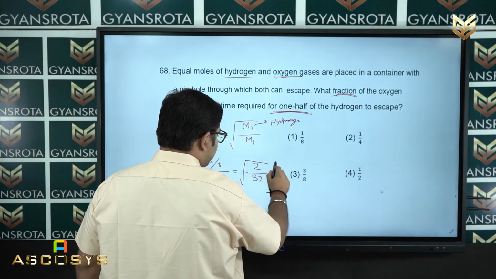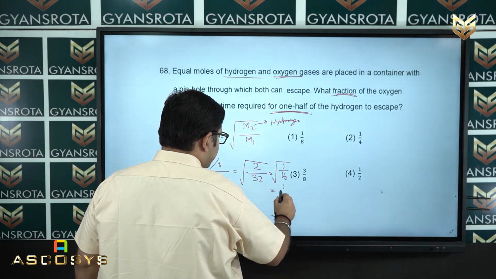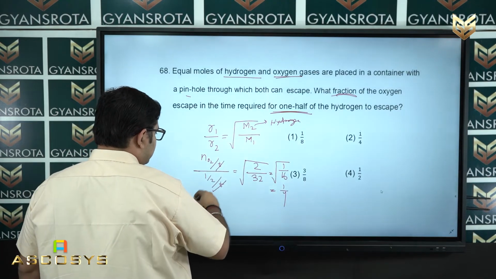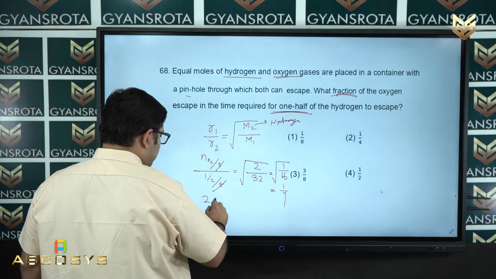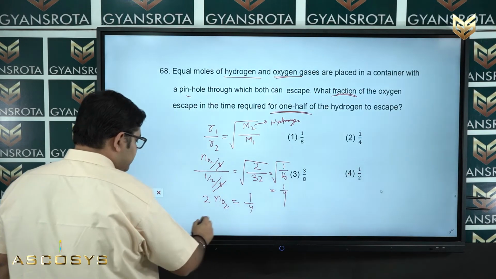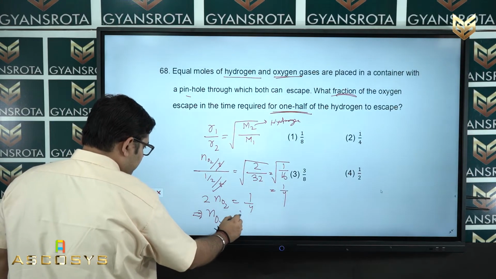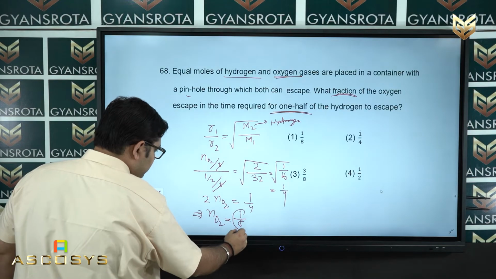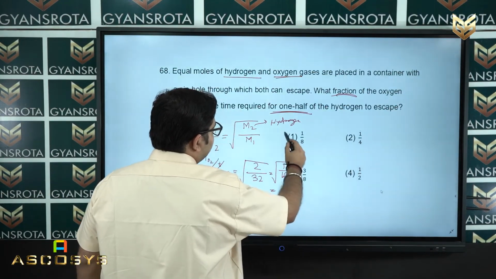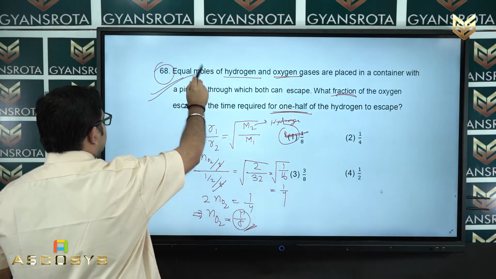So, if I do this part, this will be coming as 1 by 16, which is equal to 1 by 4. Now, just neglecting this part, what you are getting here is 2 NO2 by 1 by 4. Now, cross multiply, that is, number of moles of oxygen is equal to 1 by 8. So, 1 by 8 is the correct answer. So, now if you see option number 1, where 1 by 8 is the correct answer of question number 68.